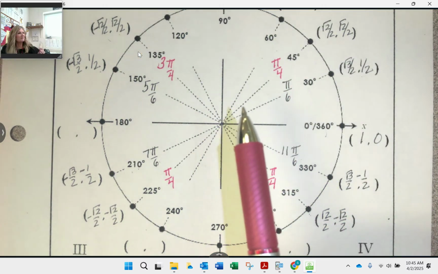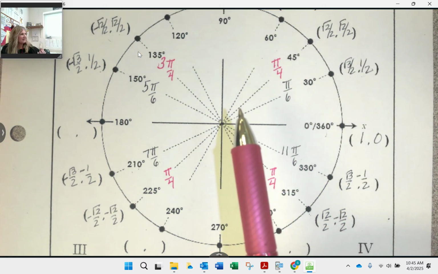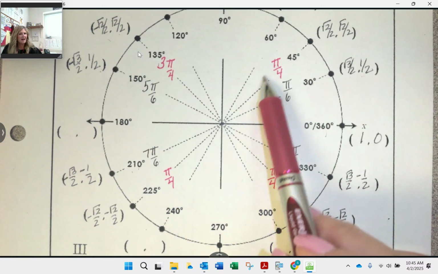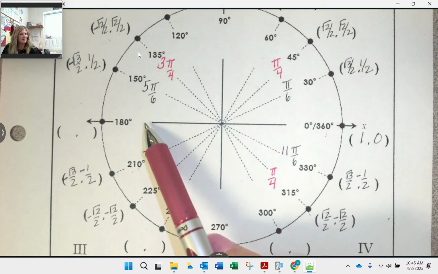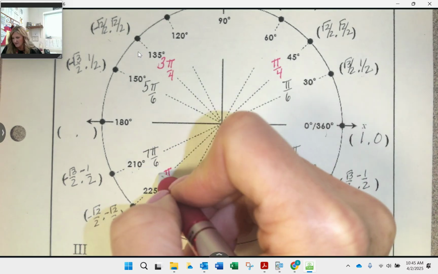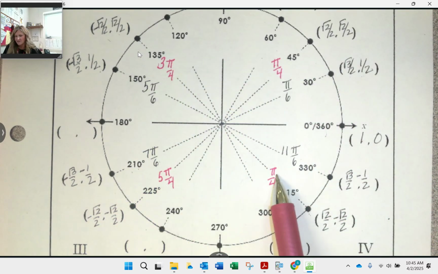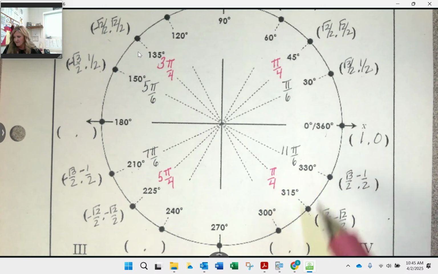Don't you like this better than multiplying by pi over 180? I do. Okay, what about this one down here? How many 45s is that one? 5. Look at a pattern. 1 of them, 3 of them, 5 of them, 7.